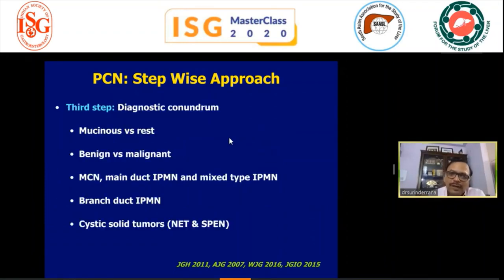So once we have done MR, now we've reached the most important and a difficult third step, which is a diagnostic conundrum, where we want to differentiate mucinous versus the rest, benign versus malignant, mucinous, main duct, mixed type, branch duct, and then finally cystic solid tumors like NET and SPEN.